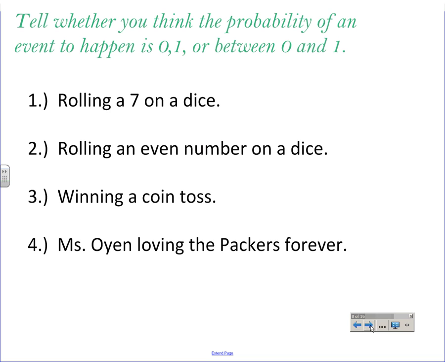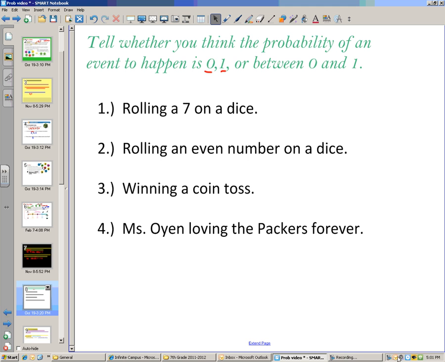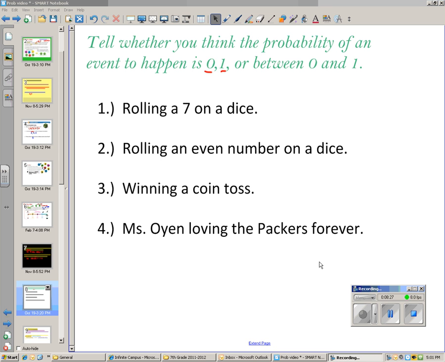Let's take a look at these 4 events. Let's tell whether the event has a probability of 0, which would be impossible, 1, which is certain, or between 0 and 1. I'd like you to pause the video now and answer those 4 questions. What do you think? For 1, 2, 3, and 4. Go ahead and answer those. I'll give you a minute or 2.